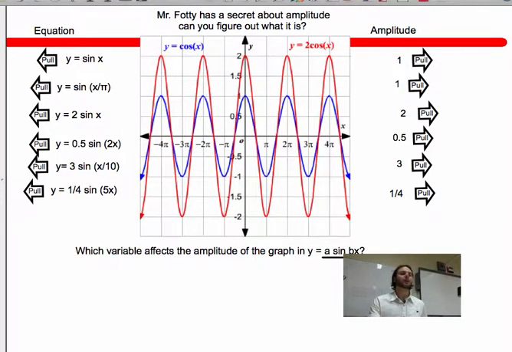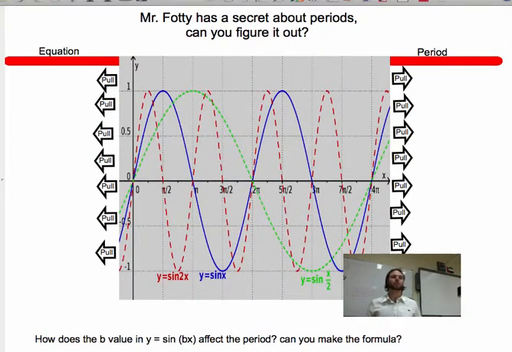Okay, so now here's my next one. My next little puzzle for you is about period. So if we look here, we have different graphs with different periods. Let's see if we can figure out what my secret is about period. So here's my equation, y is equal to sine x.